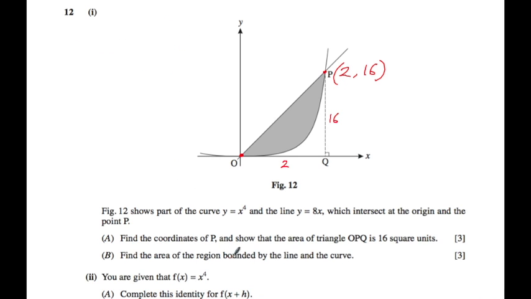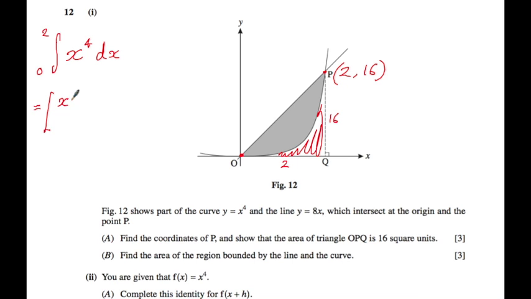Find the area of the region bounded by the line and the curve. So there's a couple of ways you can do this. Because we already know this triangle OPQ is 16, we can use calculus to find this area. So doing the integral will give us the area under the curve. You can set it up in a different way to get you straight to the answer. But given that we know this whole area, I think it would be easier to find this and then take it away from 16. So to find that, we want the area underneath x to the 4, between x is 0 and x is 2.